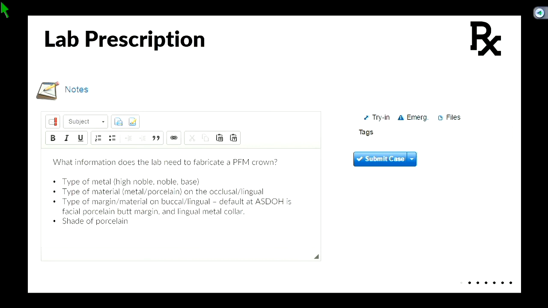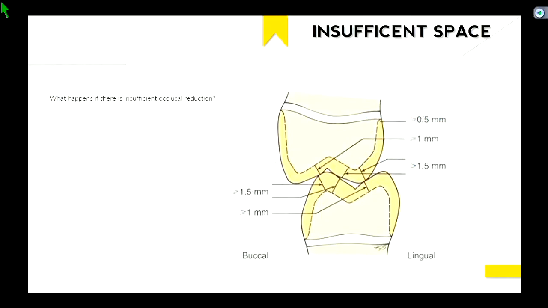And then finally, you're going to want to tell them what the shade of the porcelain, what color tooth you want. And a lot of times that's helpful to have pictures to send along, because we know that a tooth isn't just homogeneous in its color, it's got some characteristics in it. Okay, so those are the important things.